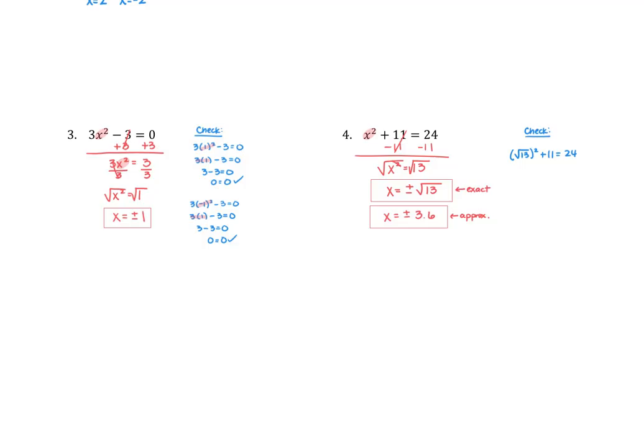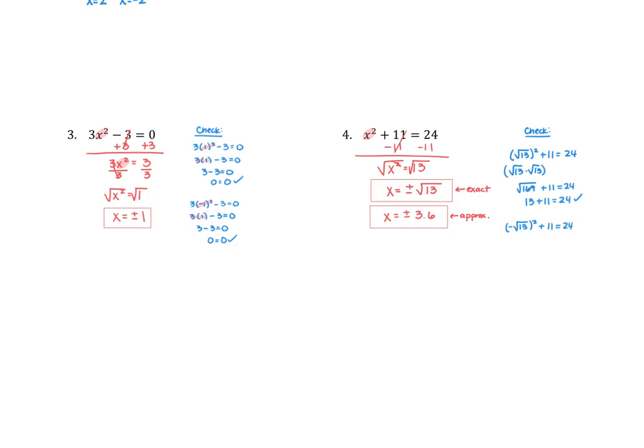Well, remember that just means the square root of 13 times the square root of 13, which would give me the square root of 169. If I take the square root of 169, I get 13, and 13 plus 11 is 24. It worked. Same thing if I check the negative square root of 13.